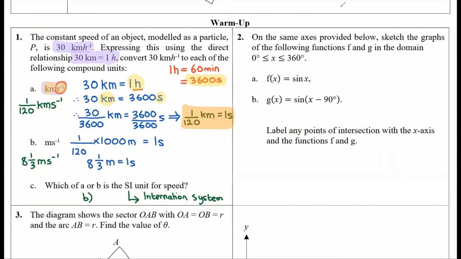And I've just noticed that this should be international. Let me just add the AL there. Okay, and then that's question 1 done.